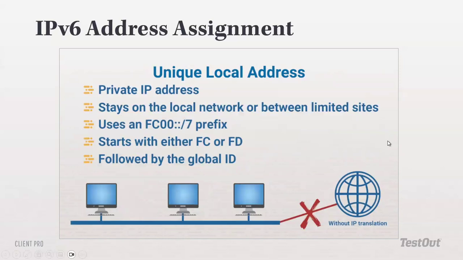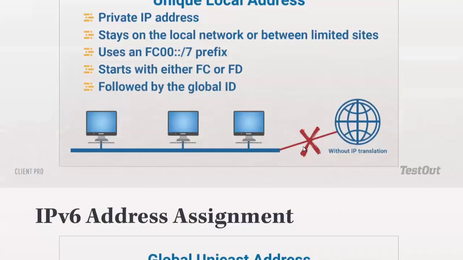Now, we also have what's called a unique local address, which is a private IP address in the sense that we know it from IPv4. Again, also stays on the local network. An FC00 with a /7 prefix, so that's 7 bits that we're using. And it either would start with an FC or with an FD, and it's followed by the global ID, so that is a unique private local address.